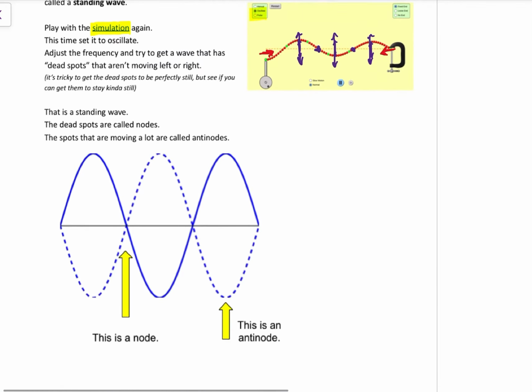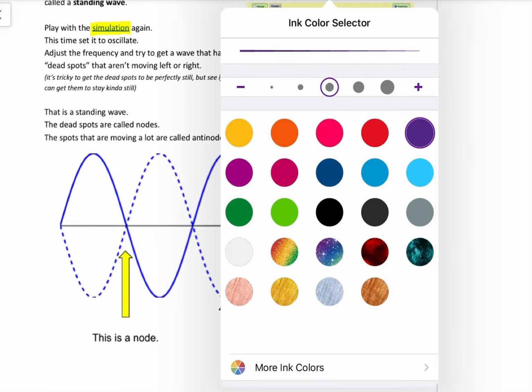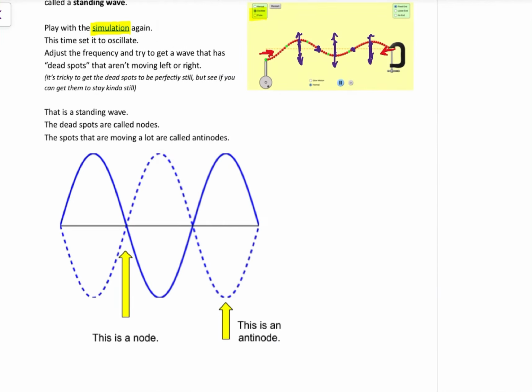Vocabulary wise, when we can get it, we'll draw them, and we can just make them perfect when we draw them. But when we do it, the dead spots, the physics word for those is nodes. And the part of the slinky with all the motion, the really lively part, those are called antinodes. So nodes are the dead spots, antinodes are the lively spots.